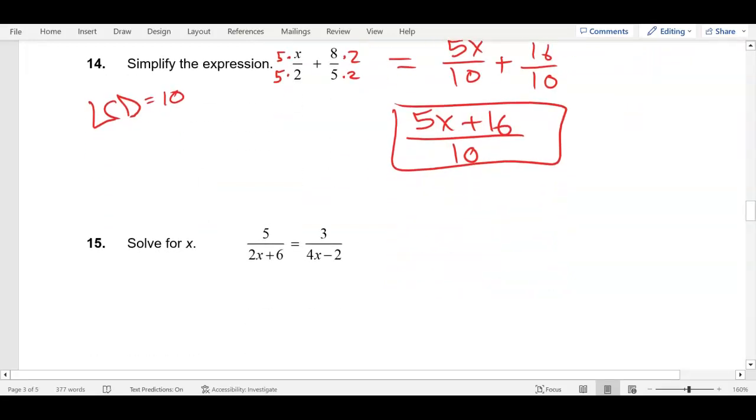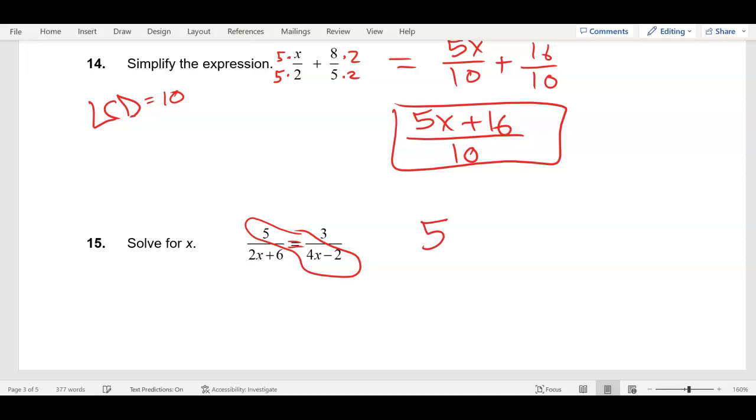That's not for you. 15, solve for x. When the fractions are equal, that's when you're going to cross multiply and divide. So 5 times 4x minus 2 looks like this. Just put them next to each other. Equals, and then cross multiply again, 3 times 2x plus 6. You put them next to each other like this. And then you can distribute.